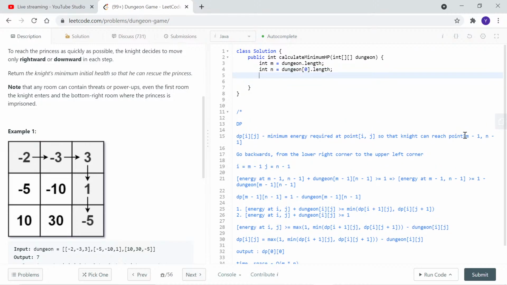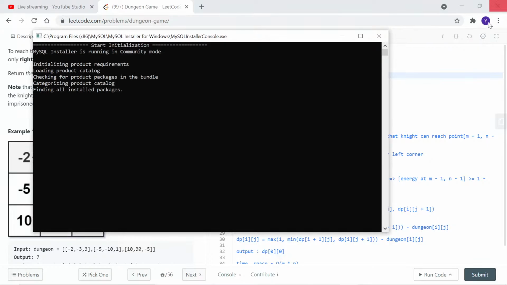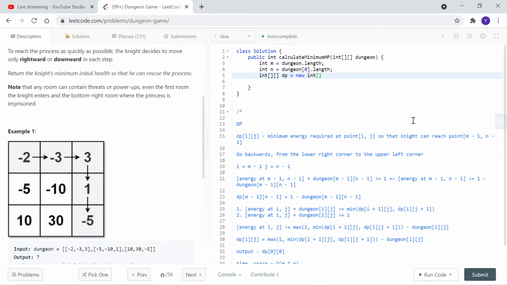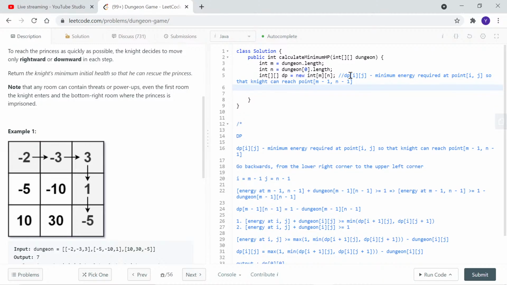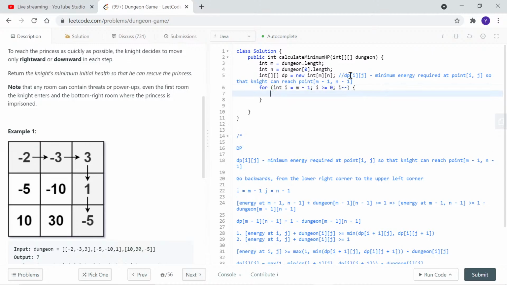Then now we define this dp, dp m by n. Yeah, then as I said, we need to go backwards. So we iterate this i and j backwards.